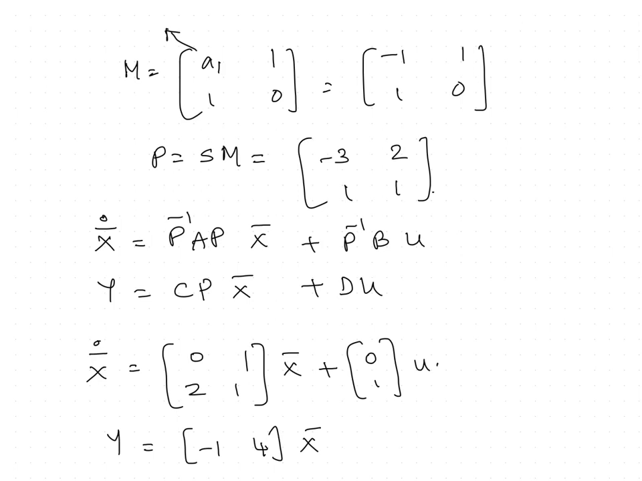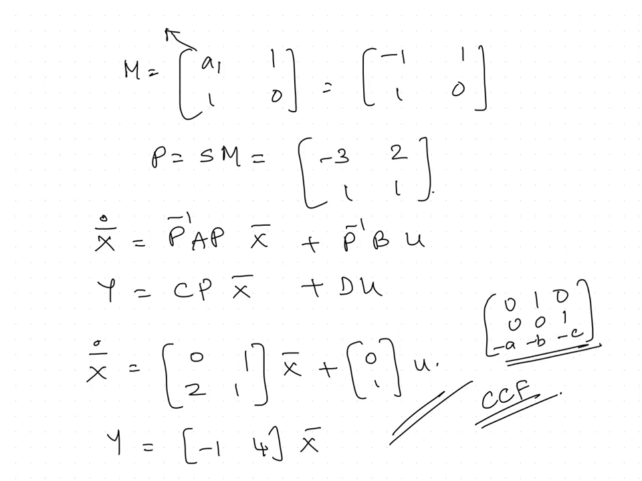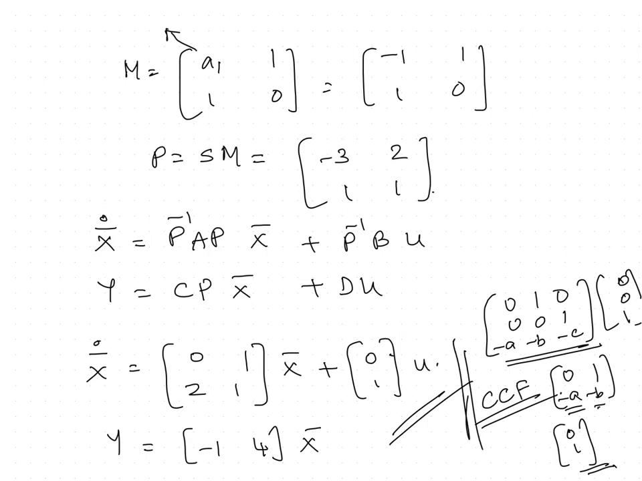So, we can see that this matrix is in the controllable canonical form. The controllable canonical form is 0, 1, 0, 0, 0, 1, minus A, minus B, minus C. So, if it is a 2 by 2 matrix, we will have 0, 1, minus A, minus B. It can be either positive or negative. And this matrix will be 0, 0, 1. So, if you have only a 2 by 2 second order system, it will be 0, 1. So, that is CCF.